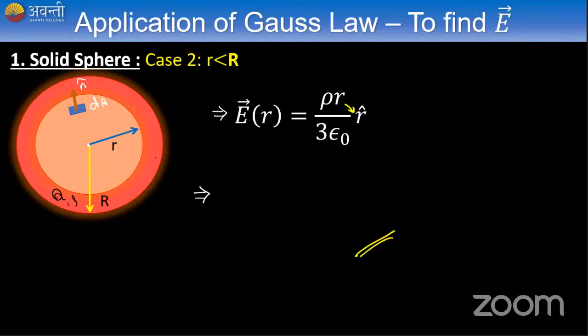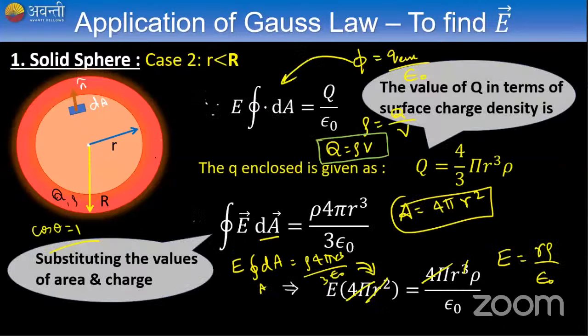I'll try to repeat that again. So what I did: I had the integral of E dot dA equals rho 4 pi R cube by 3 epsilon naught. So this is nothing but my Q in terms of volume charge density, right? So I know that the electric field is constant, so I removed the electric field out of the integration. So I got E times the integral of dA equals rho 4 pi R cube by 3 epsilon naught. So my integral of dA is nothing but my area. So E times area equals 4 pi R cube times rho by epsilon naught.